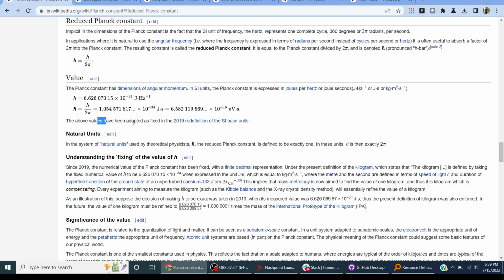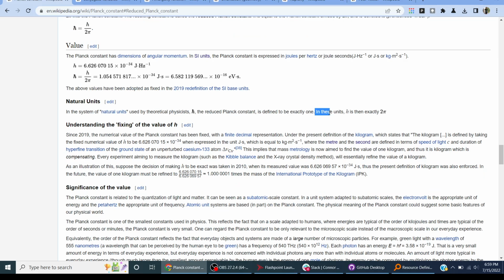The above values have been adopted as fixed in the 2019 redefinition of the SI base units. Natural units. In the system of natural units used by theoretical physicists, h bar, the reduced Planck constant, is defined to be exactly 1. In these units, h is then exactly 2 pi.